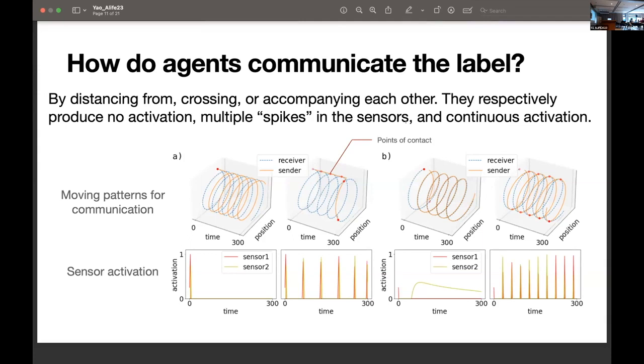And another approach is to cross each other several times, like these 2. They produce several activation spikes in the sensors. And the other approach is to circle around together. So there's an extended activation in the sensor states. So the agents communicate in the circular environment by changing their periods, phases, and directions of circling the environment, and it produces different patterns of spikes in the sensors.